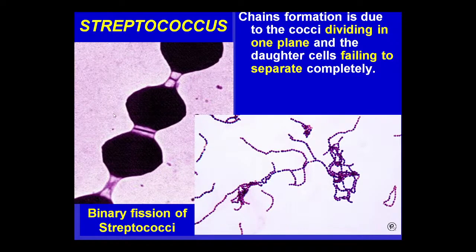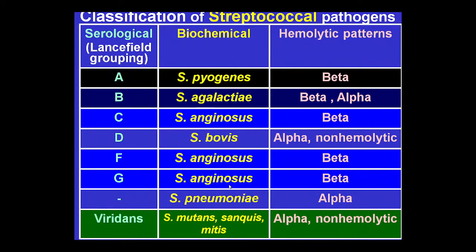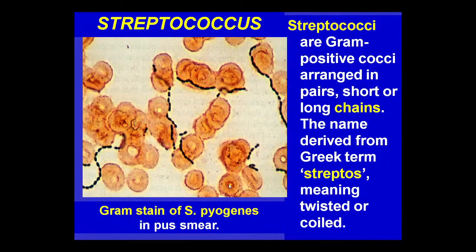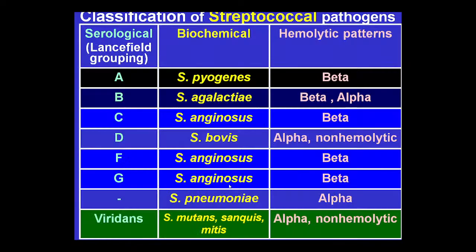This is because streptococci divide in one plane when they perform binary fission, and daughter cells fail to separate completely because they still have a lot of adhesive molecules on the surface. So they form these coiled or twisted chains. We have a lot of streptococci, so it is very difficult to classify them.